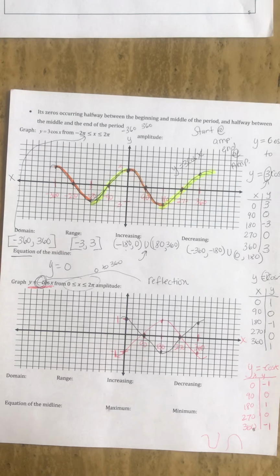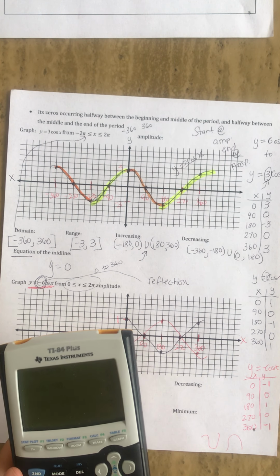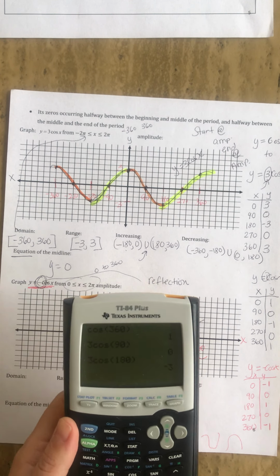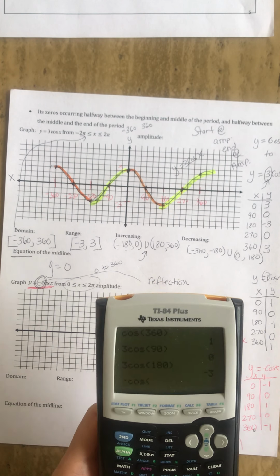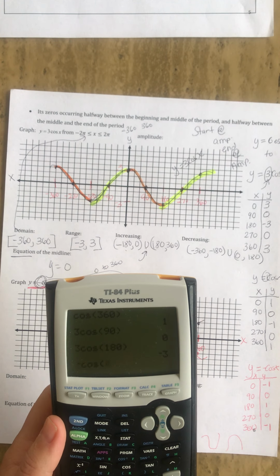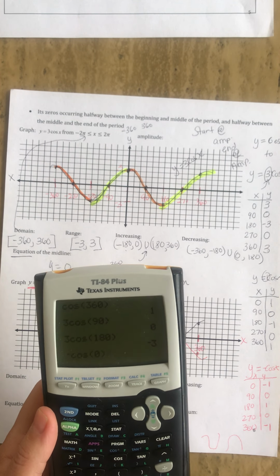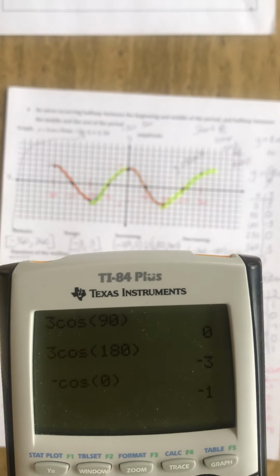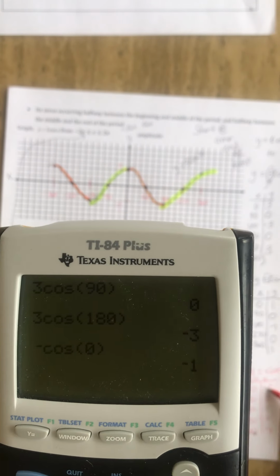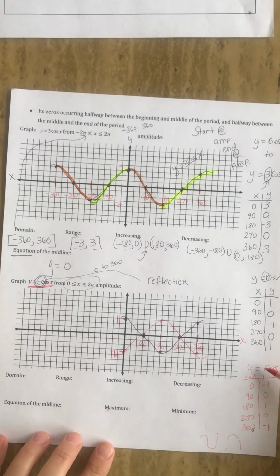And again, if you ever have a hard time with any of those points, you guys can just put negative cosine of, let's just say, 0. And you should get that -1 there for your y value. Okay, so if you ever find it very difficult to create your table, throw those calculations into your graphing calculator to get your y values.